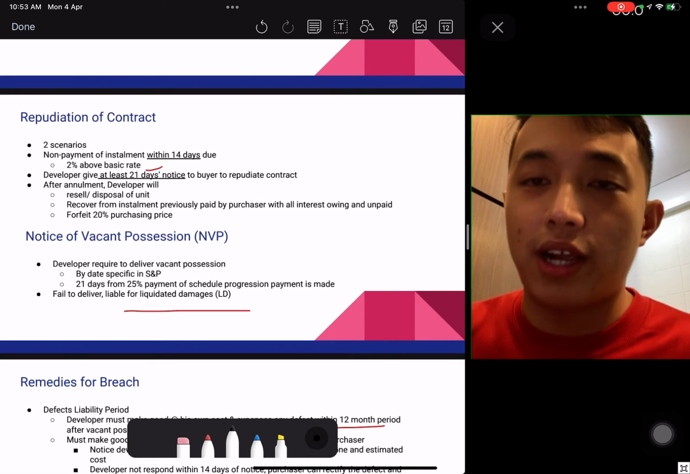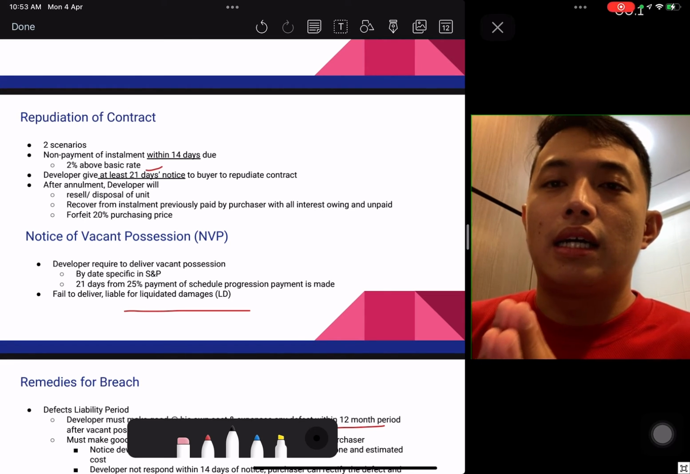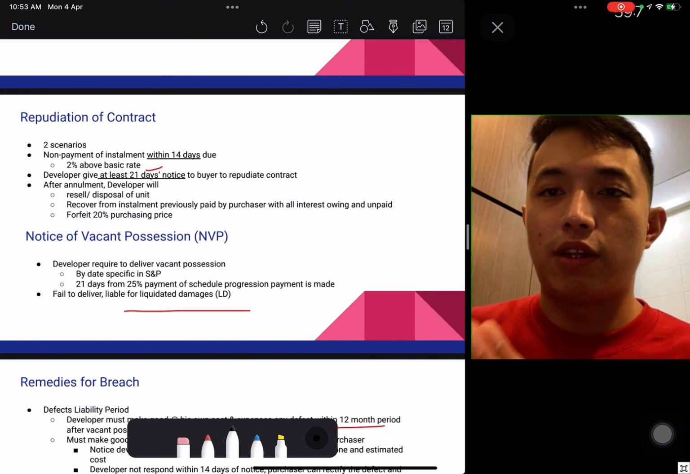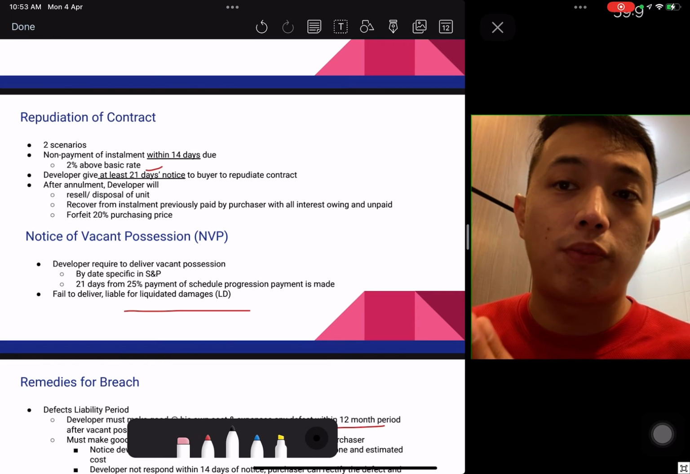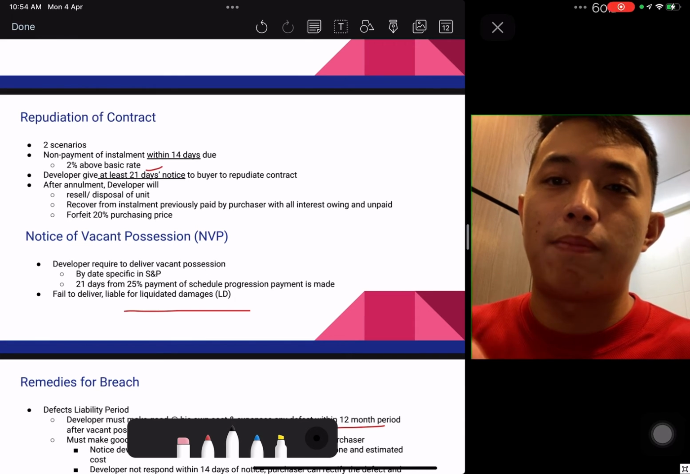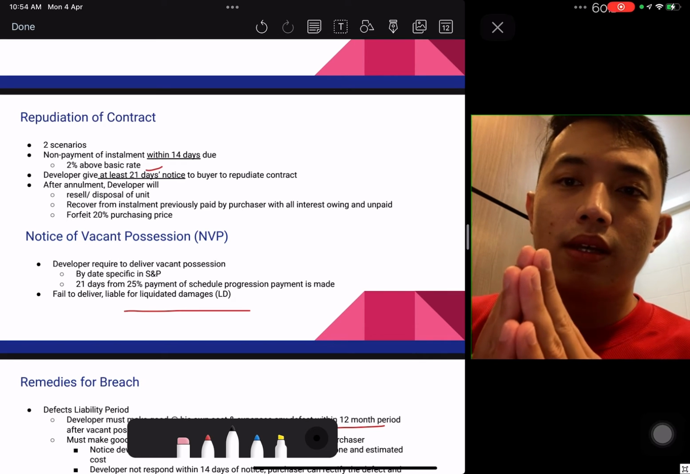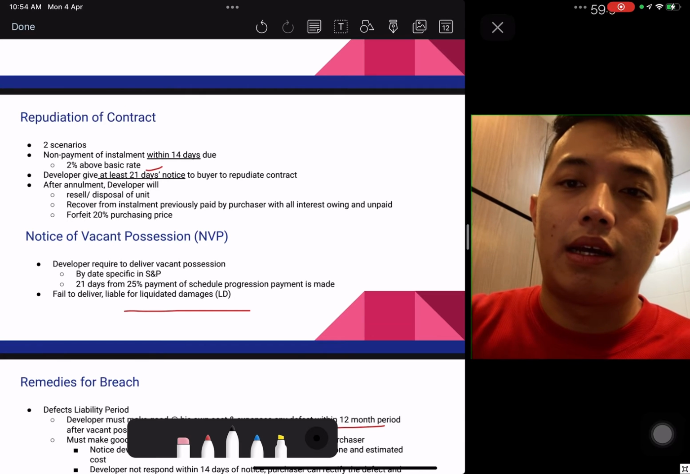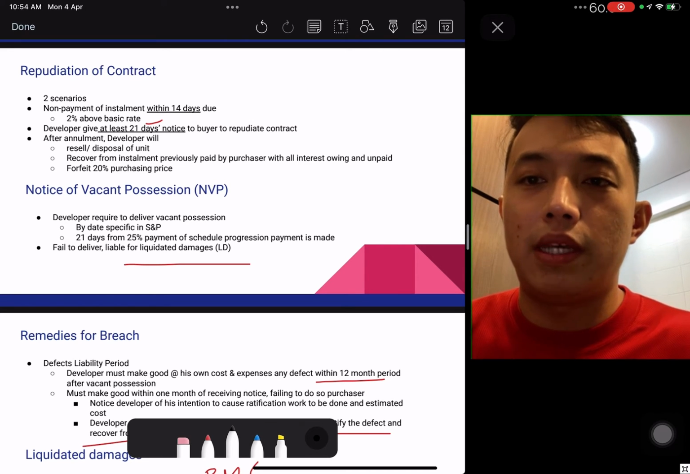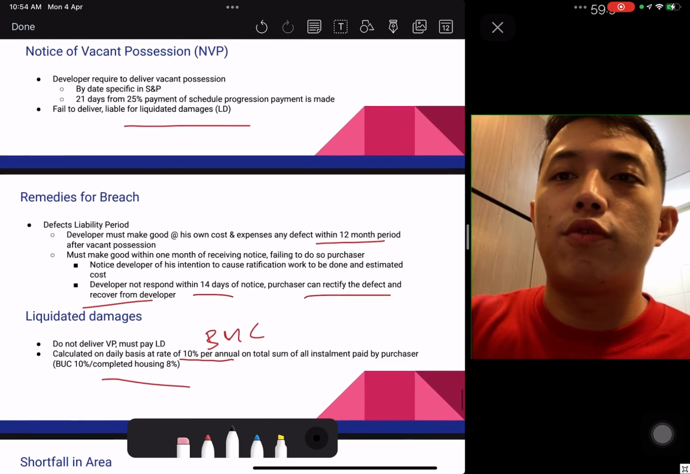So, repudiation of contract. This is for any late payment or no payment. After 14 days, the developer can charge a 2% interest per annum to the buyer based on the payment amount. After 21 days, if the buyer does not reply, the developer can repudiate the contract, recover any interest and installment, forfeit 20% of the payment, and sell the property. Notice of vacant possession must be given within the date stated in the SPA, or 21 days after the 9th payment, 25% payment done. Failing to deliver will incur liquidated damages.